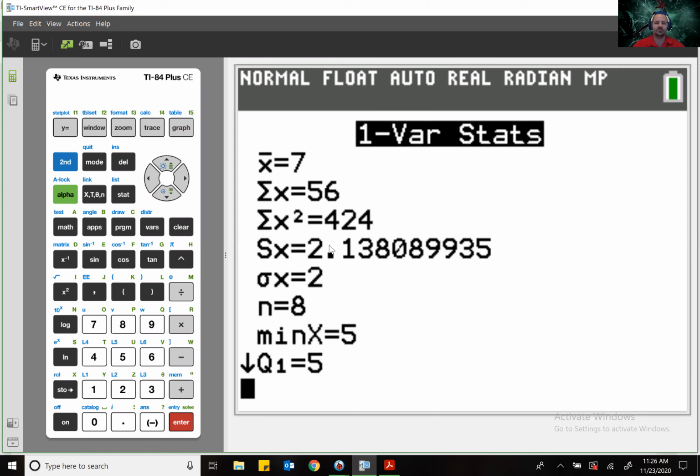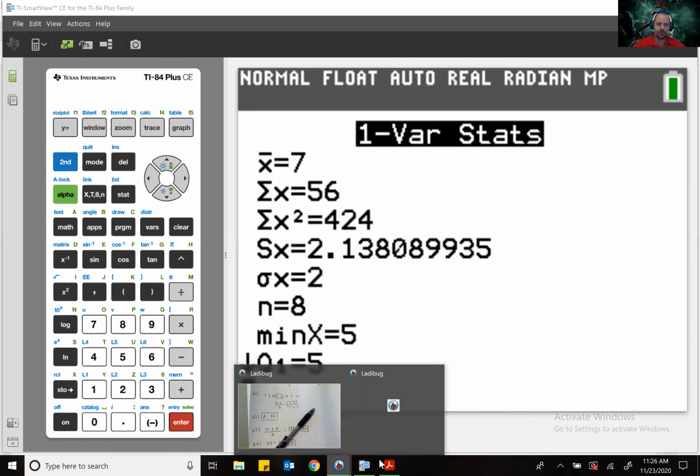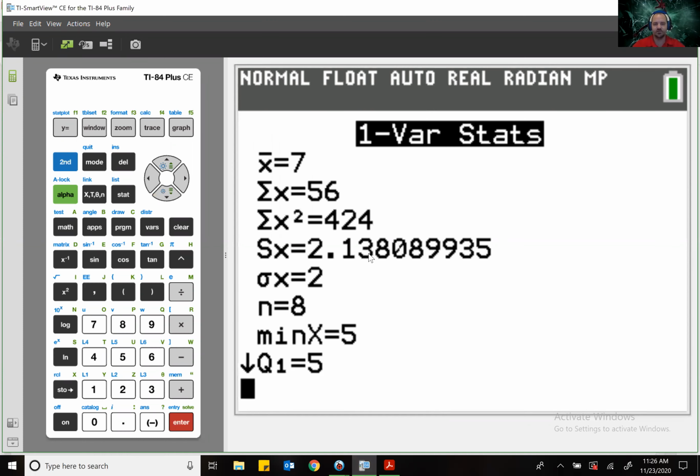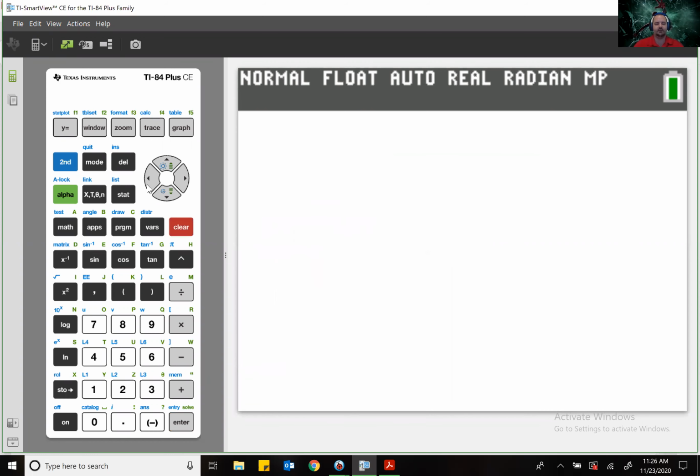So our standard deviation is 2.1380, blah, blah, blah. And it says to round to 2 decimal places. So 2 is here. So the 8 says, hey, 3, go up. So our standard deviation is 2.14. And there you go. Just let the calculator do the work. Almost done. Number 26. And then 27, and we're done. So when you're done with this, you can just hit clear. See, gone.